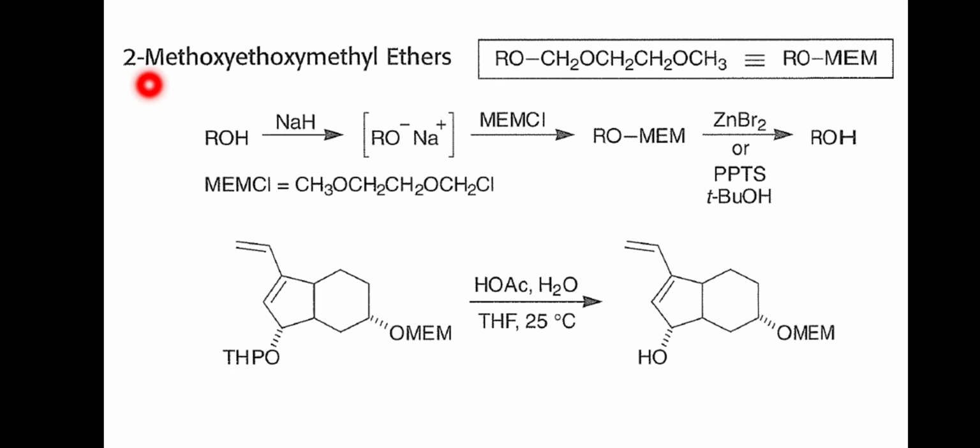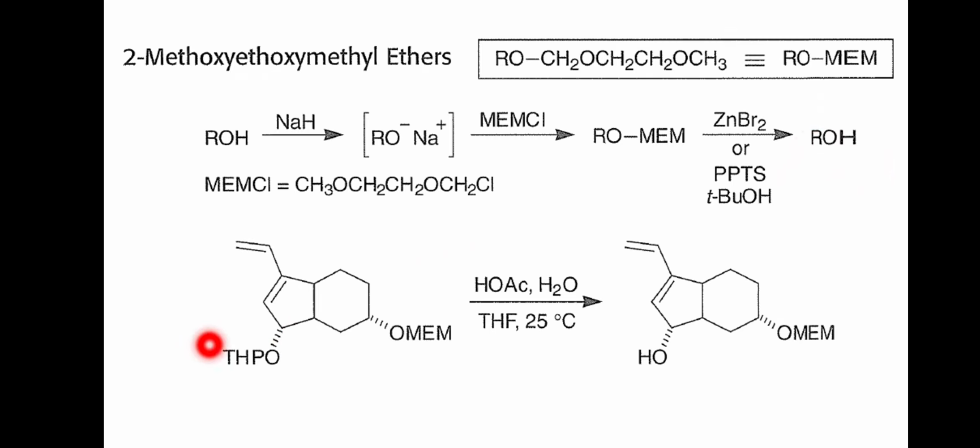This is another ether protection that is called MEM, methoxy ethoxy methyl. See, methoxy, then ethoxy, eth means 2 carbons, oxy methyl: methoxy ethoxy methyl, that is why it is called MEM. As base you use sodium hydride, it will form the salt, then this O minus will attack here, chloride will be lost, and then you do the deprotection using a Lewis acid, that is zinc bromide, or you can use PPTS, which is also a Lewis acid, and you will get the alcohol back.